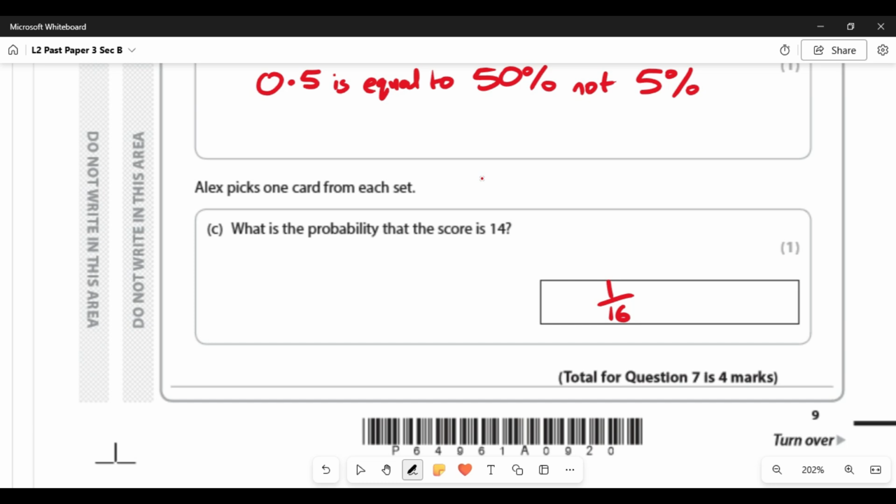You don't need to change it to a decimal or anything. When it's talking about probability, you have to give your answer either as a fraction or as a decimal, most likely as a fraction. And just leave it like that. There's no working out for that. You just have a look at your table, see how many 14s there are out of the total, and you get your answer. Let's move on to the next one.